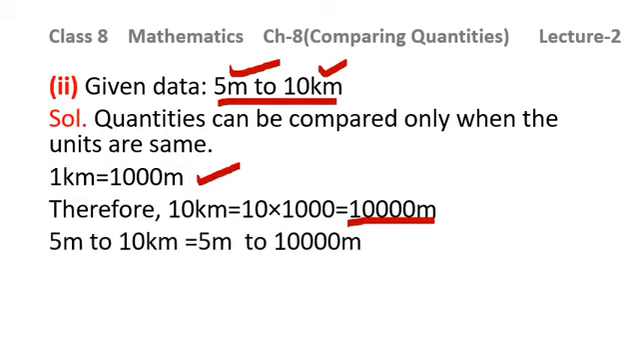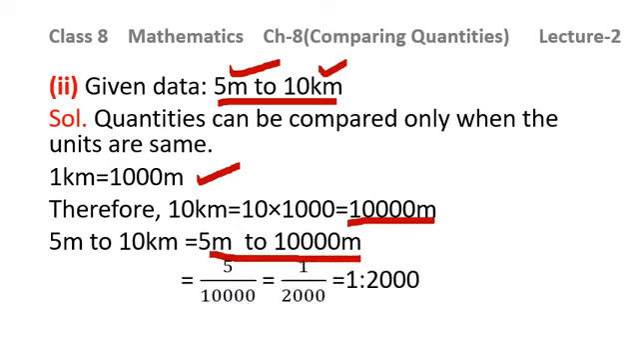Then 5 meter to 10 kilometer we are supposed to take the ratio. It will be 5 meter to 10,000 meters because we have converted 10 kilometer into meters. Then 5 over 10,000, that will give you 1:2000. So this will be your answer.